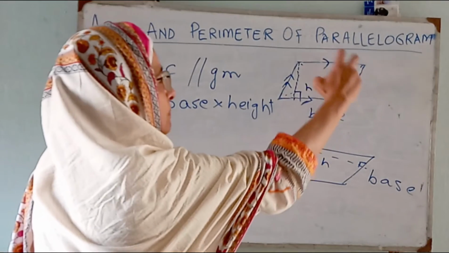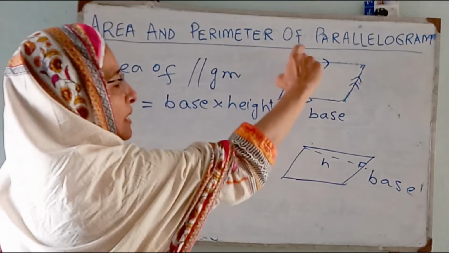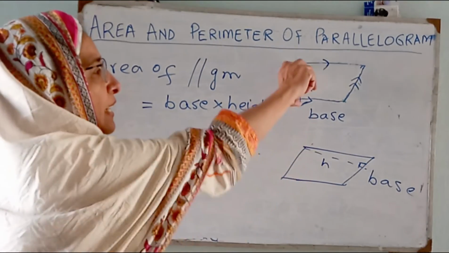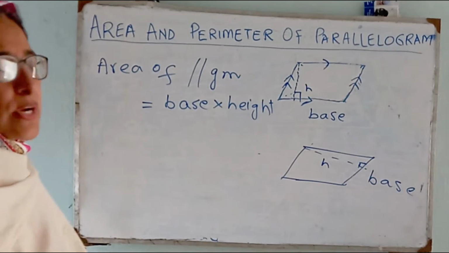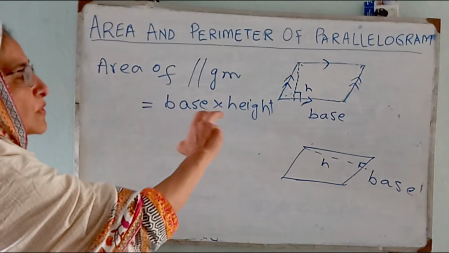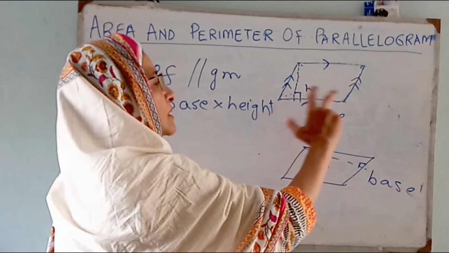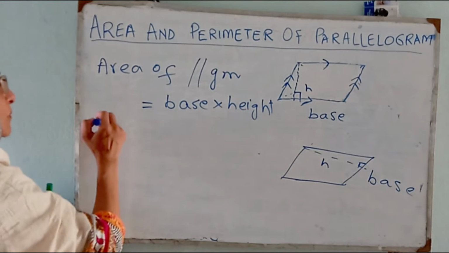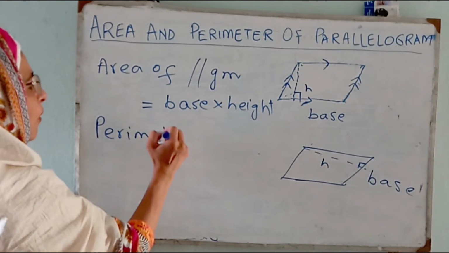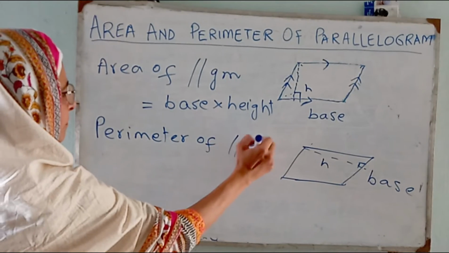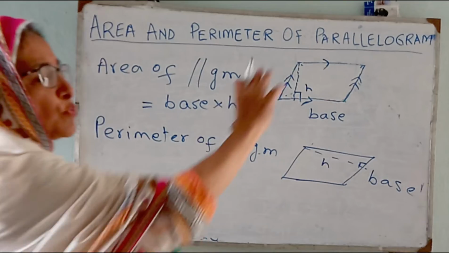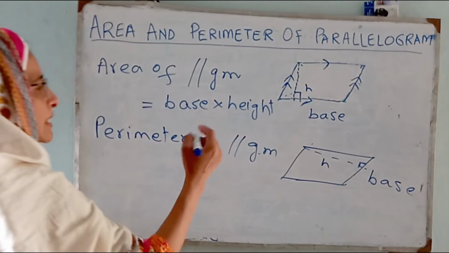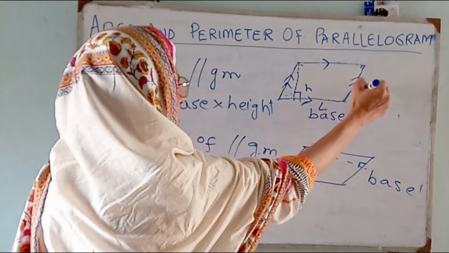You can take any side as a base, and from this base drop a line to the opposite side making a 90-degree angle. That line will be the height of this parallelogram. So the formula for the area of a parallelogram will be base multiplied by height. And what about the perimeter of a parallelogram? When we are talking about the perimeter of a parallelogram, as I have told you, the two opposite sides are equal. So we can suppose we have taken this as length and this as breadth.